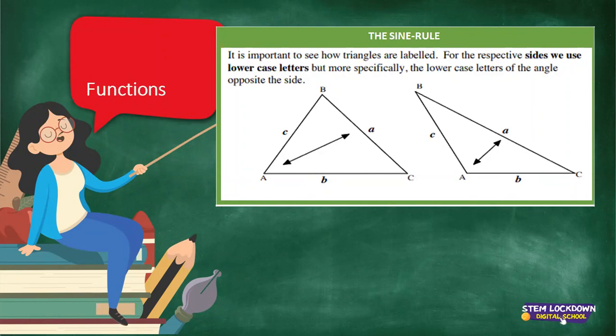So to find angles for triangles that are not right-angled, we use the sine rule, or the cosine rule, and then the area rule. Okay. So for the sine rule, first of all, we need to know how to label our triangle.